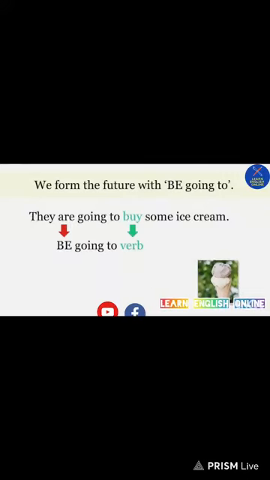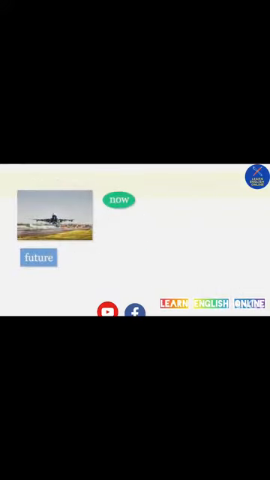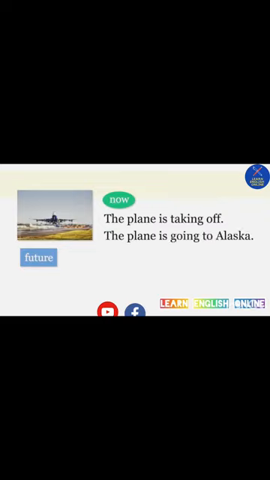Let's look at some more examples. Here we have a plane. The plane is taking off. This is happening now. This is the present progressive. The plane is going to Alaska. This is also happening right now, and this is also the present progressive. The plane is going to arrive in Alaska at 4 o'clock.